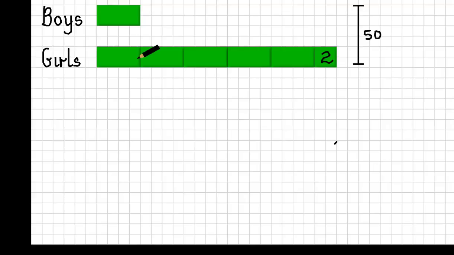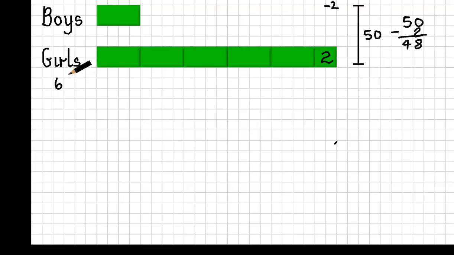Then we want to get all equal blocks. So we need to get rid of this 2. So I'm just going to put this up here, minus 2. So we're going to have 50 minus 2 equals 48. So now we've got 1, 2, 3, 4, 5, 6 blocks are equal to 48.